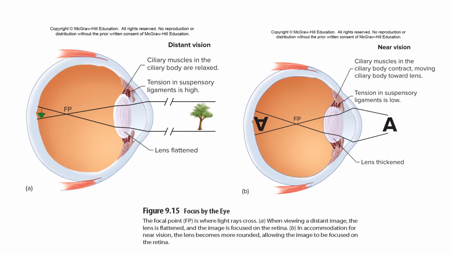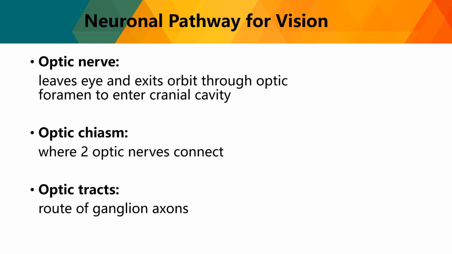Pero kapag malapit lang, the focal point is usually malapit, and then more relaxed yung mga suspensory ligaments. So the neuronal pathway for vision, of course, you have the optic nerve. So this leaves the eye and exits the orbit through the optic foramen and enters the cranial cavity.